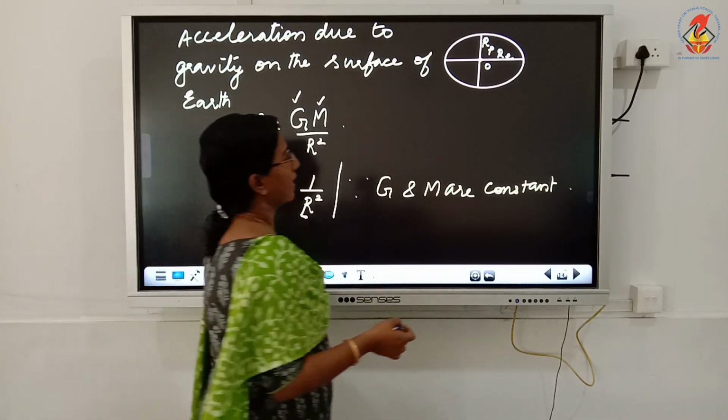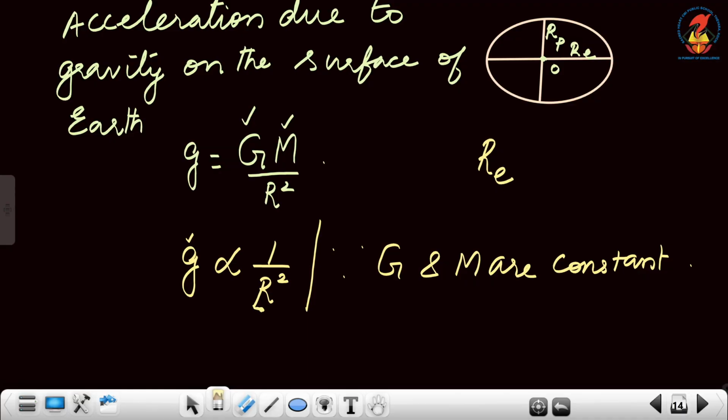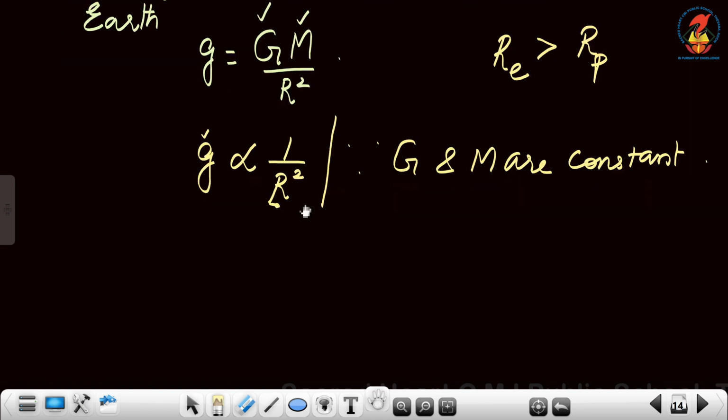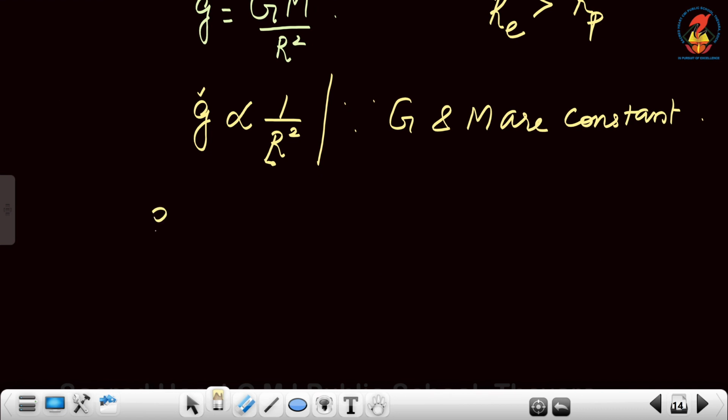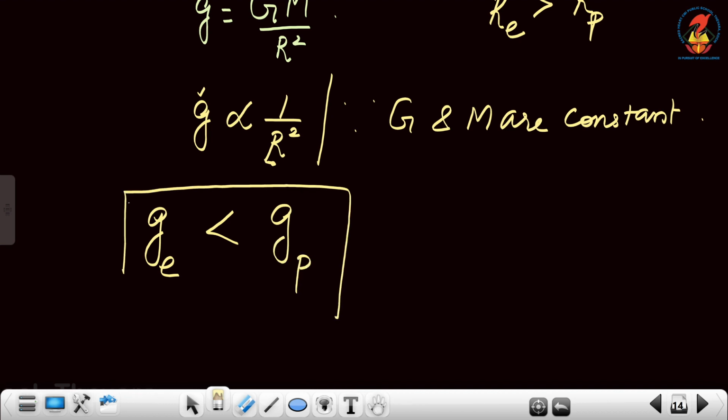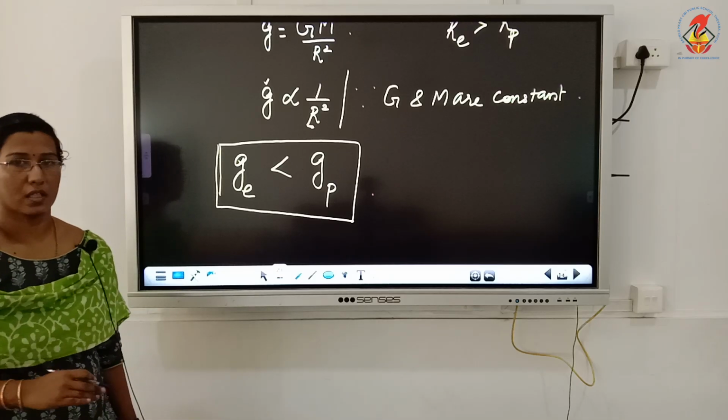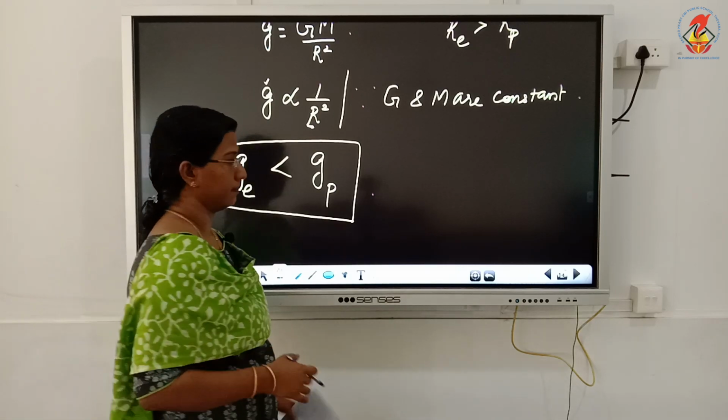And if you look at this diagram, it is clear that R_E, the distance from the center of the earth to the equator, is greater than R_P, the distance to the pole. Therefore, according to this relation, g inversely proportional to R square, we can say the value of g at the equator is less than the value of g at the poles. So, because there is a variation in the shape of the earth, the value of g also will vary on the surface of the earth.